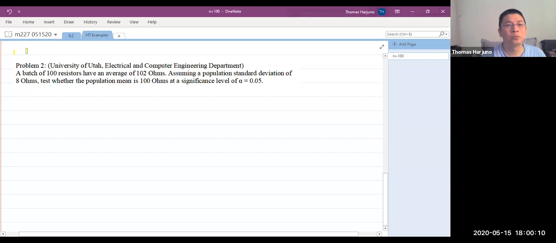Problem 2. I think this one is nice. They test whether, assuming the population standard deviation is 8 ohms. This is an actual question I picked from the University of Utah electrical and computer engineering department. They test resistors from a manufacturer and found the average is 102 ohms, while what they need is 100 ohms. Do this together with your 10 minute break. We come back at 11:20.